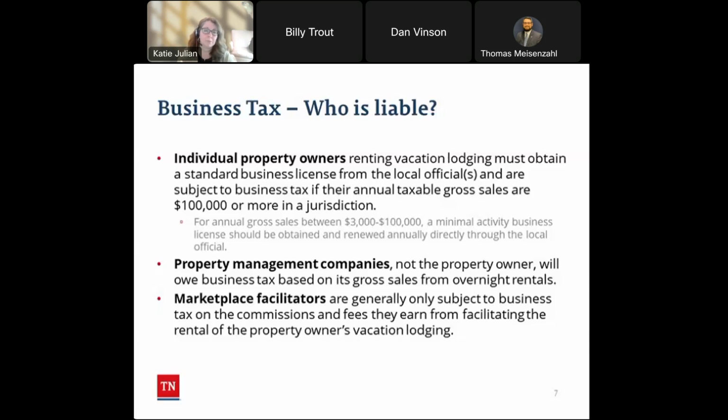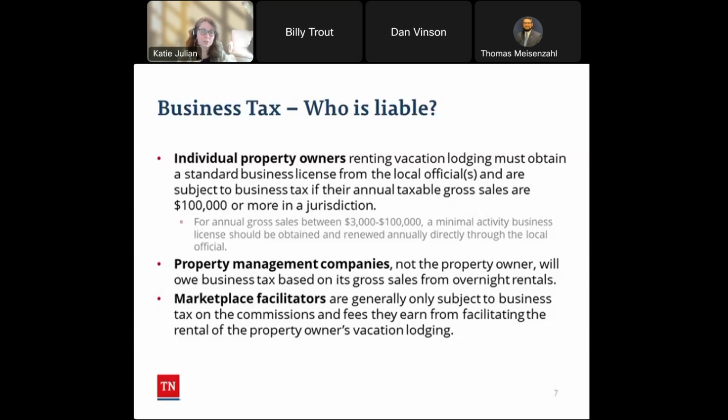Property management companies, not the property owner, will owe business tax based on their gross sales from overnight rentals. So if you own a property and use a property management company to take care of that property and book for it, manage the cleaning, all of that, then they're going to be the ones to collect and that are going to be liable, I'm sorry, for business tax.